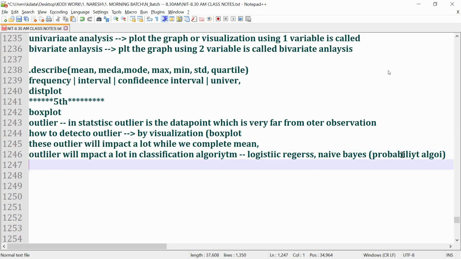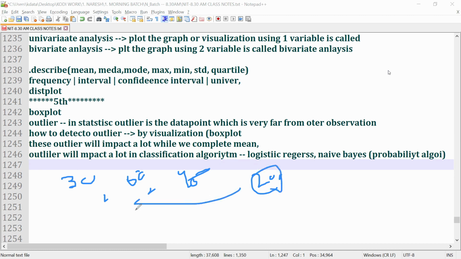All right. I hope you're clear. Everybody understands? Let's say in a row, everybody's weight is 30 kilo, 50 kilo, 45 kilo. There is a person whose weight is 200. Definitely it impacts the others or not? It will impact the others or not? That means the outlier is impacting. Understand? So this is very important.